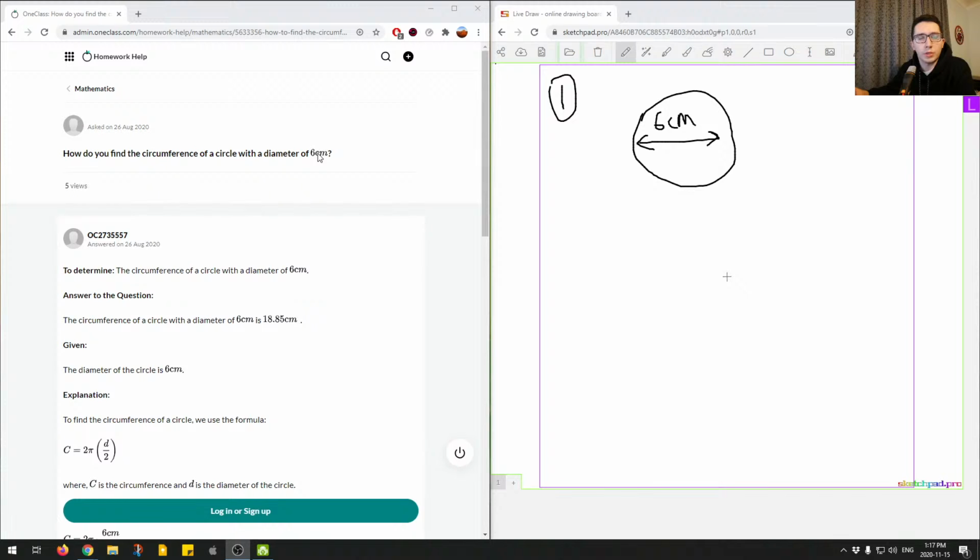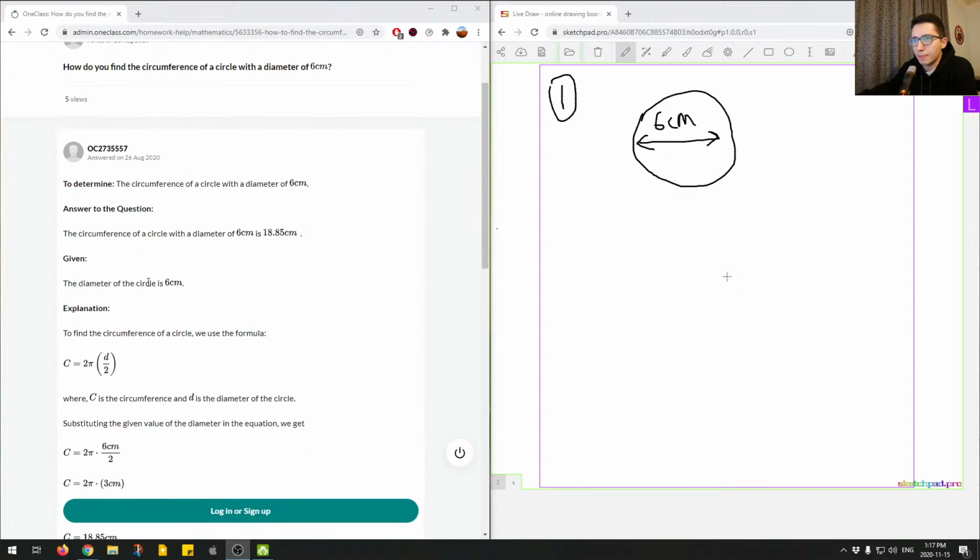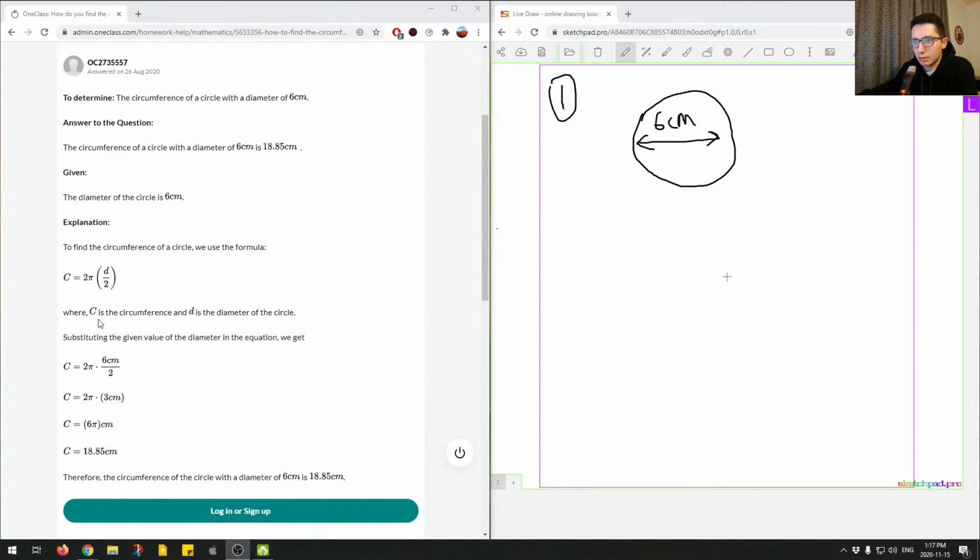Okay, so what we're going to do here is we're going to go through the junior tutor's answer, go step by step, and try to verify that it's the right solution, and then we're also going to go through step by step on the whiteboard over here how to get the correct solution as well. So starting off, to determine the circumference, we have the diameter. So this is what's given, 6 centimeters. So they give the answer right away. Let's go down to the explanation.